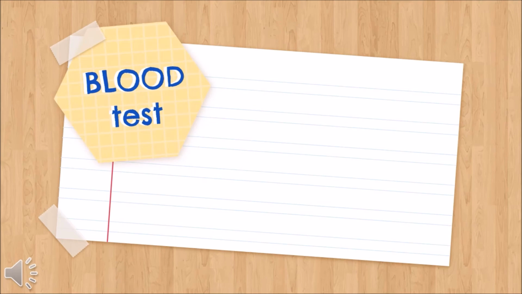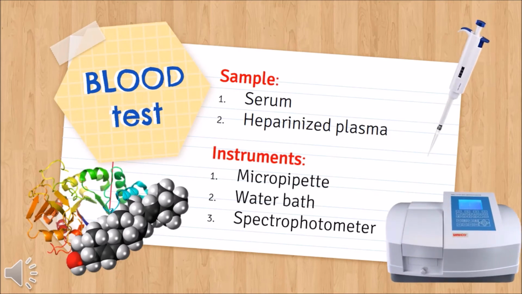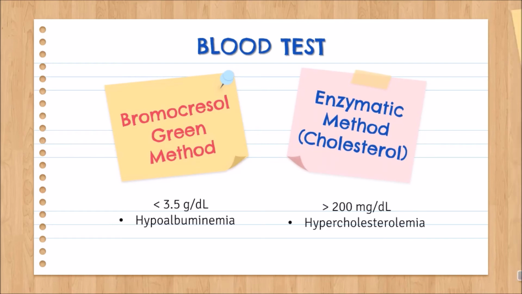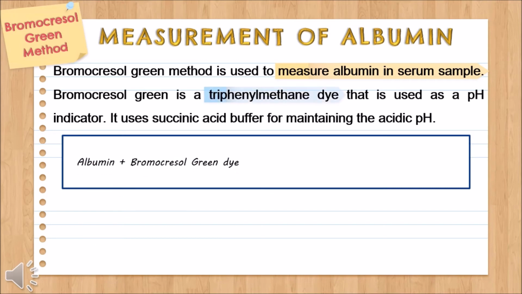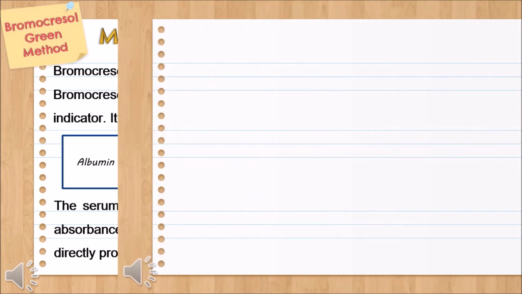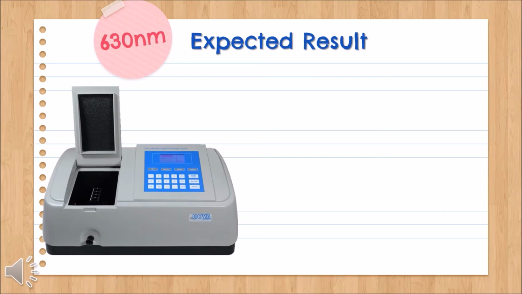Moving to the blood test, it is performed to evaluate cholesterol and protein in blood. The specimen required is serum and heparinized plasma. The bromocresol green method is a test used to measure the level of albumin in a serum sample. According to the theory, the albumin will bind with bromocresol dye in acidic condition. The interaction of both chemicals will lead to formation of a blue-greenish color solution. The color intensity is directly proportional to the albumin concentration. By using a spectrophotometer with a wavelength of 630 nanometer, it is expected that the absorbance reading is low, which indicates hypoalbuminemia.